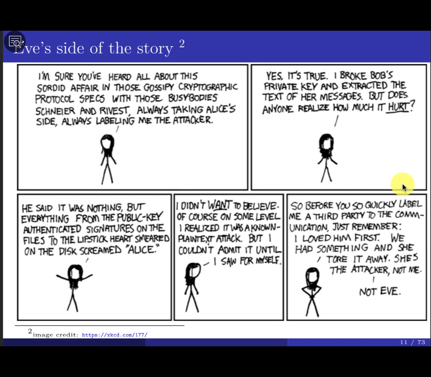Okay, so we keep blaming Eve, but if you get a chance, take a look at this slide, which contains Eve's side of the story. Here we keep labeling her as a bad guy or third party. We're going to use this one, but she blames Alice in this case. Okay, she's honest. Yeah, she's not the bad guy. Okay. Anyway.